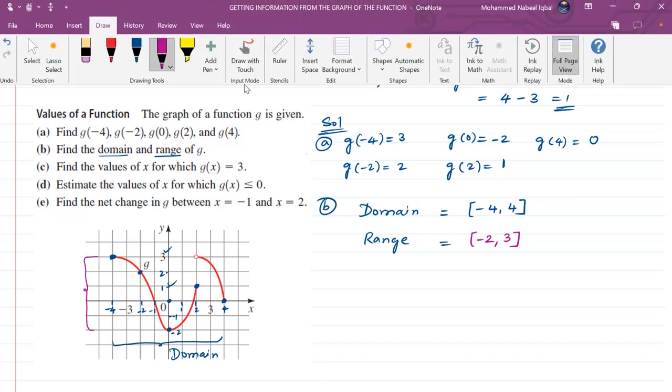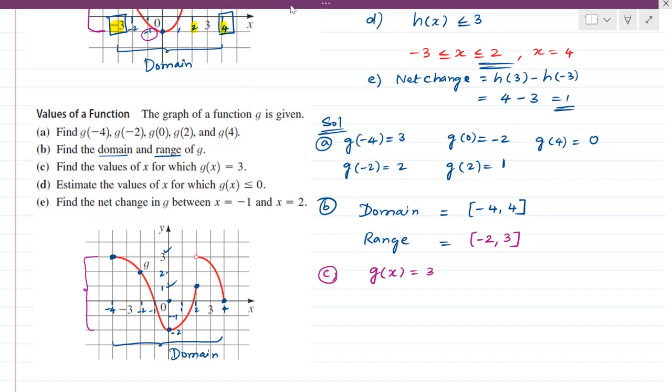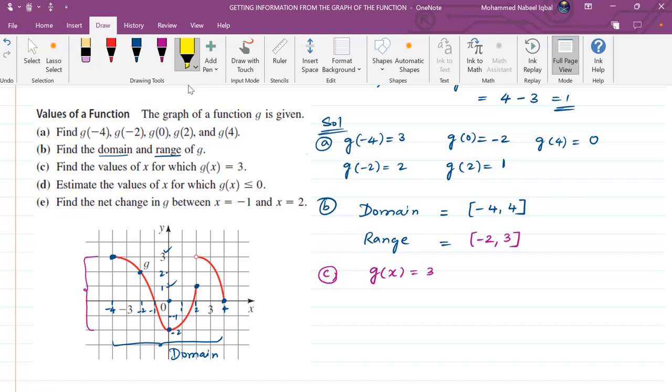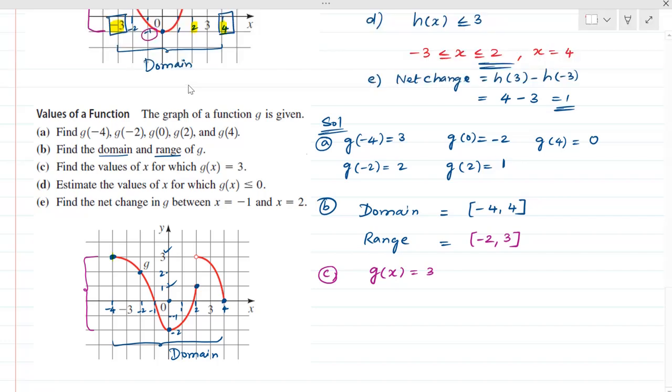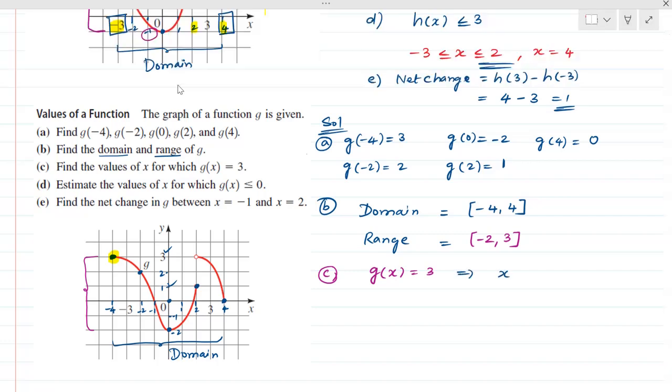Next, we have to find the value of x. So what is the value of x when g of x equals 3? I have to highlight the value of 3. So where is the value of 3 here? The 3 value is here. So this is number 1, and this is not included because it is open. Therefore, it will not be included. So the x value is only -4. That's it.